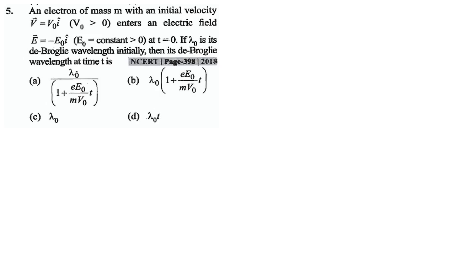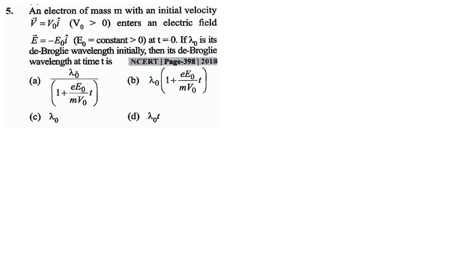An electron of mass m with the initial velocity v equal to v0 i cap, v0 positive, enters an electric field E equal to minus E0 i, E0 constant greater than 0. Lambda 0 is the de Broglie wavelength initially, then the de Broglie wavelength at time t is?